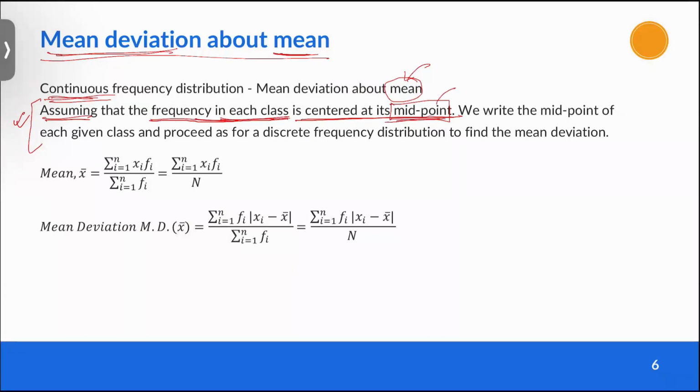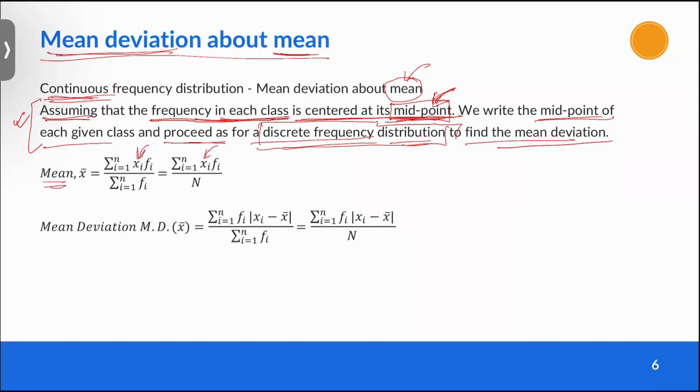And what we will do with this midpoint, we write the midpoint of each class and proceed as in the discrete frequency distribution case, and then we calculate the mean deviation. So it is similar to what we have done in the discrete frequency distribution case. The only change is that for each xi, we are taking the midpoint.